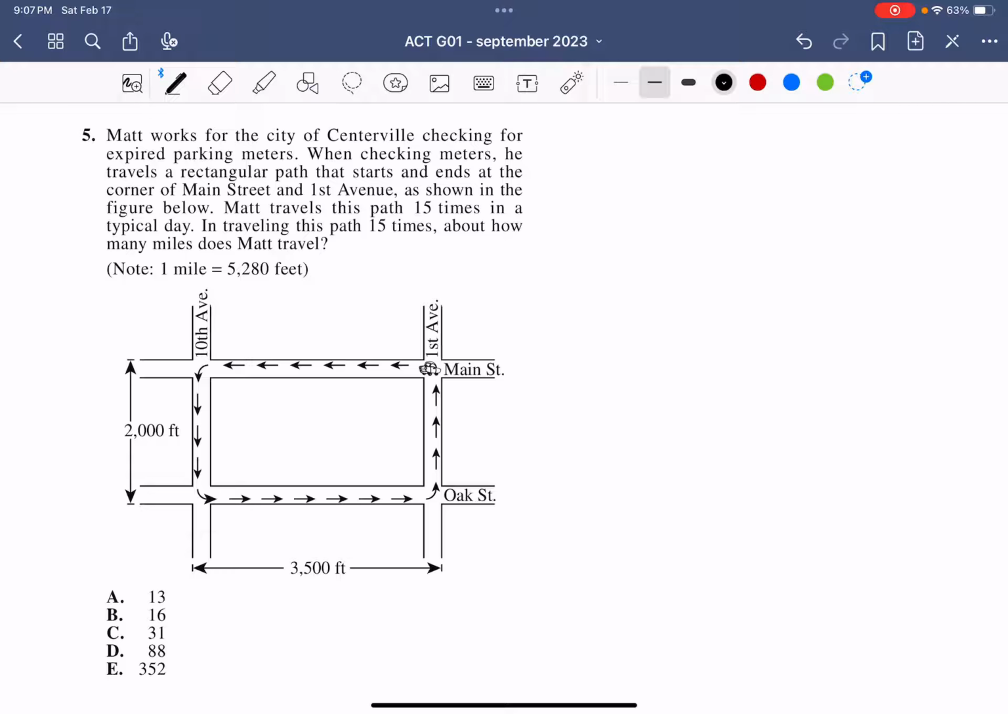Question 5. Matt works for the city of Centerville, checking for expired parking meters. When checking meters, he travels a rectangular path that starts and ends at the corner of Main Street. So you can see here it's going to look like this. Matt travels this path 15 times. So this is important. He travels this 15 times.